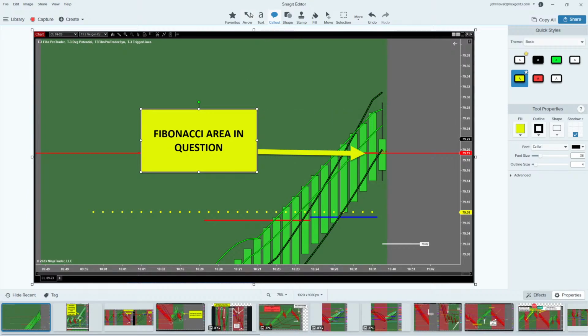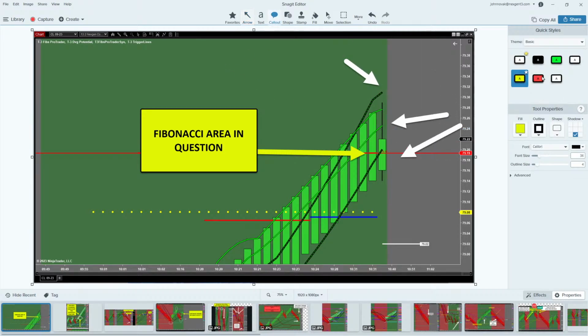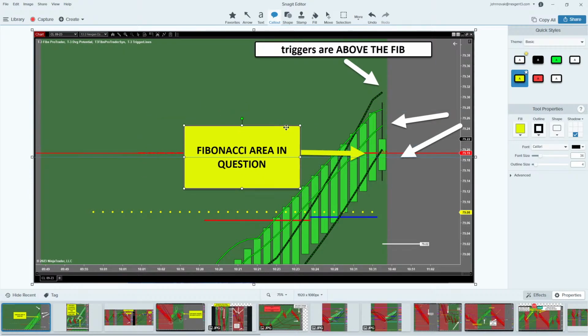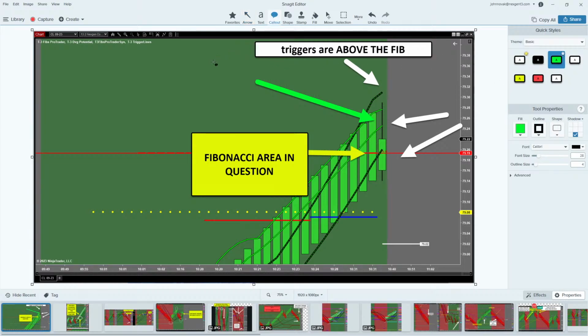Now, location of the triggers first. A lot of the trigger lines are above the fib. Can we all agree to that? Now, the other thing that you're going to notice here is that the momentum is not quite as strong as it could be. So you're going to notice that the small triggers are physically located in between.